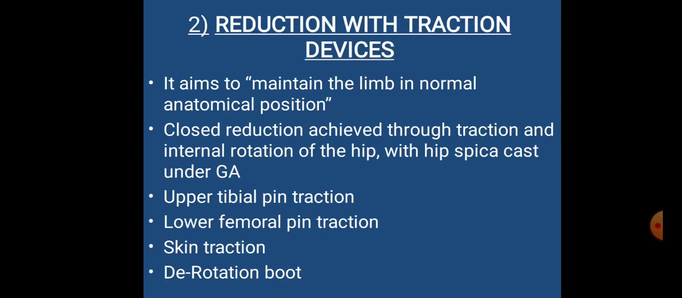Reduction with traction devices. Here, the main aim is to achieve the limb in normal anatomical position. So, under GA, we take the patient to OT. Under GA, we do closed reduction and we apply hip spica. So, we will apply the hip spica, we will do skin traction or skeletal traction. When we take to OT, we will put skeletal traction. Skeletal traction we can put 2 types, that is upper tibial or lower femoral pin traction. Then we can put a derotational boot also.